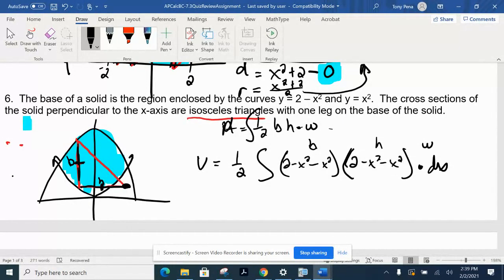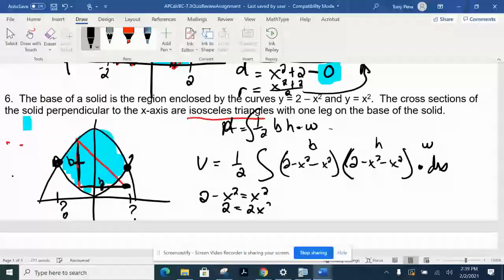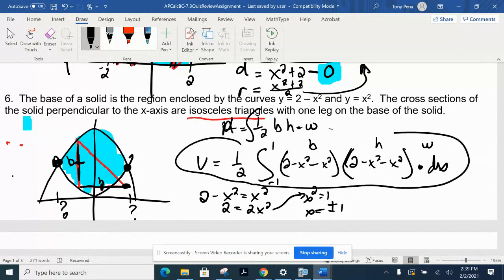Since we have x's everywhere, our limits need to be x's, so we need to know what x value here and what x value here they intersect at. So take those two equations, set them equal, and we should get plus or minus 1. All right, and then that's our guy.